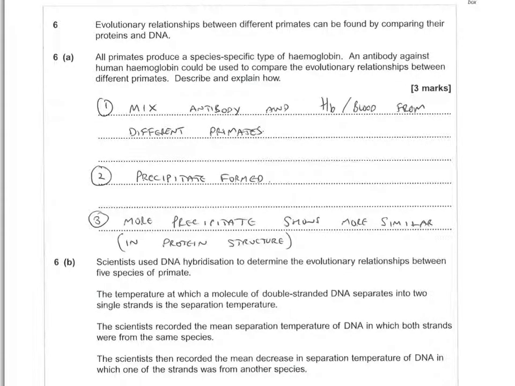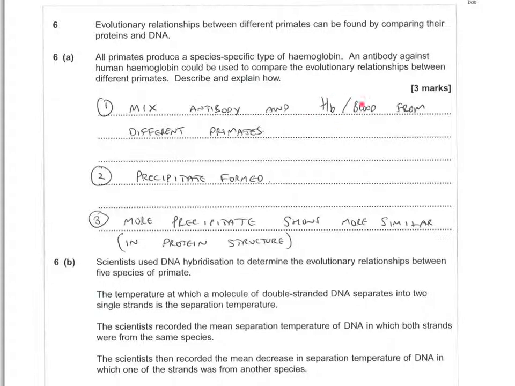This question was very poorly answered, especially 6A. And it's using the immune system, so to work out how closely related things are. And it's all to do with the idea that if you mix antibodies, in this case, you're working out if humans are related to primates. So you mix human antibodies with the blood, the hemoglobin, from different primates.